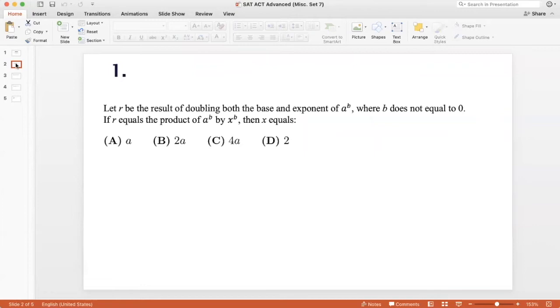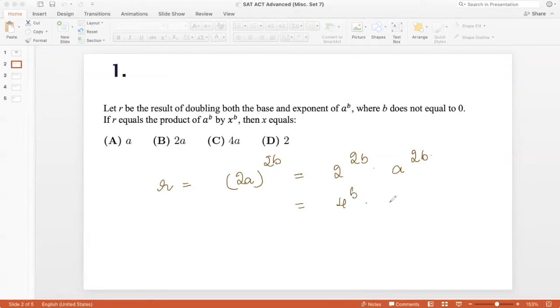Question 1. Let R be the result of doubling both the base and the exponent of a to the power b, where b does not equal 0. If R is the product of a to the power b by x to the power b, then what is x? Okay, so R is the result of doubling both the base and the exponent. So (2a) to the power 2b, right? So this I can write as 2 to the power 2b times a to the power 2b, right? Which is 2 squared, 4 to the power b, times a to the power 2b.